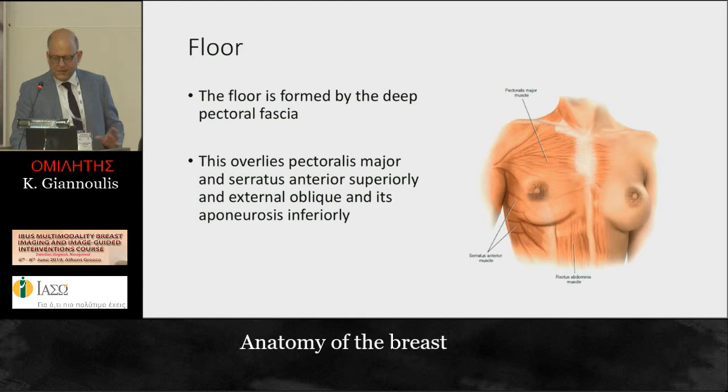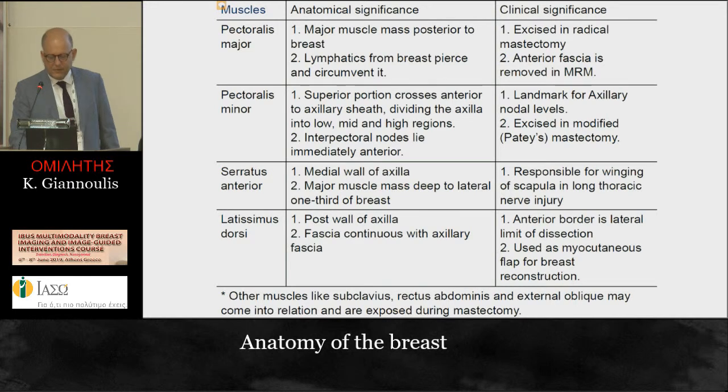So, the breast is roughly hemispherical in shape and sits on top of the deep pectoral fascia, which in turn encompasses the pectoralis major muscle. Under the lateral part of the breast lie the serratus anterior superiorly and the external oblique inferiorly. The clinical significance of the pectoralis major is that its anterior fascia should be removed in a modified radical mastectomy. Pectoralis minor represents a significant landmark for axillary anatomy, and it used to be excised during modified mastectomies.